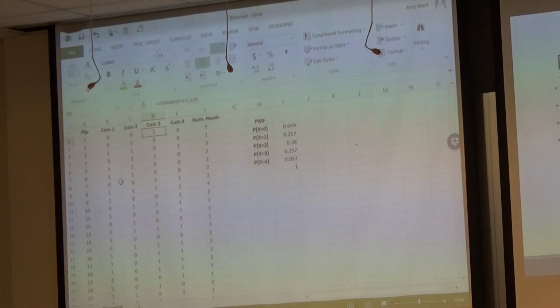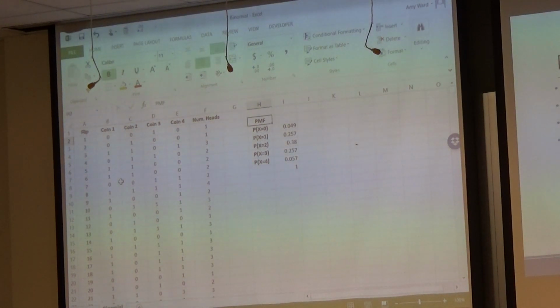So what are you looking at? This is the flip, so this is my trial basically. If n equals 4, I'm flipping 4 coins. And let's say p is 0.5, so I'm flipping a fair coin. For coin 1, if rand is less than a half, I'm giving it a 1, else I'm giving it a 0. I'm doing that 4 times, so I'm simulating 4 coin flips, and the number of heads is just the sum.